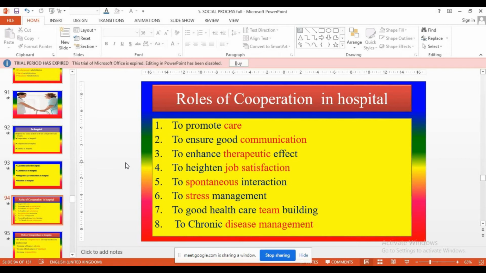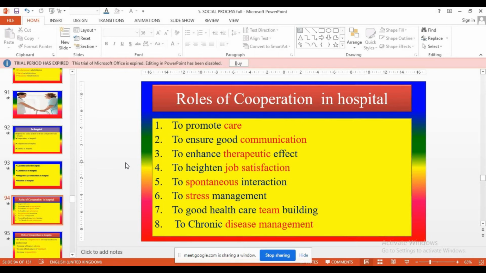Fifth one, spontaneous interaction. Spontaneous means free. There are no restrictions. We can interact with everyone, in particular, a unit of the hospital, with doctors, nurses, or allied health professionals, sharing their experiences and working together spontaneously.